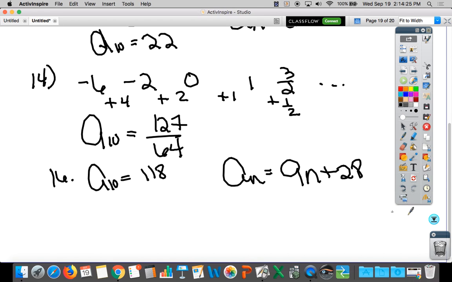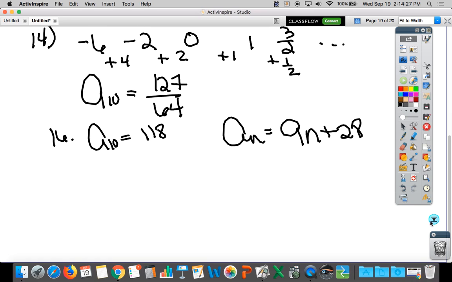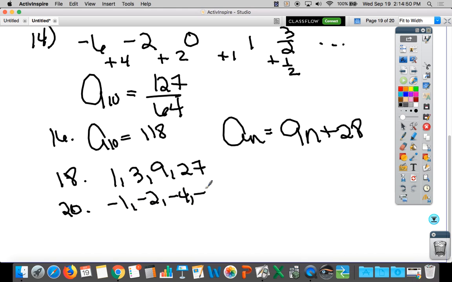All right, how did we approach 18, 20, and 22? Those were pretty basic. 1, then 2, then 3, then 4. You've got to fully understand that when it's asking for the first 4 terms, that's your n. n equals 1, n equals 2, 3, and 4. So here are your answers for 18, 20, and 22.